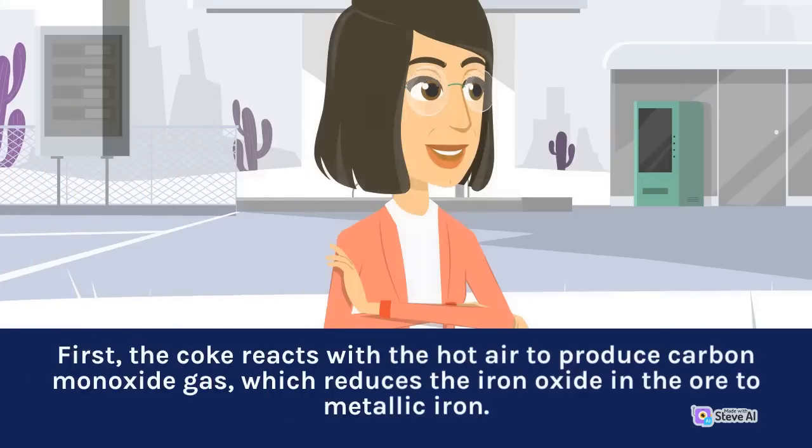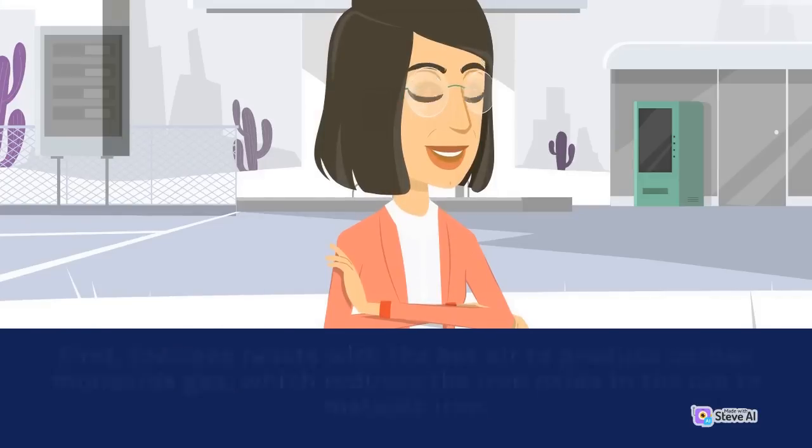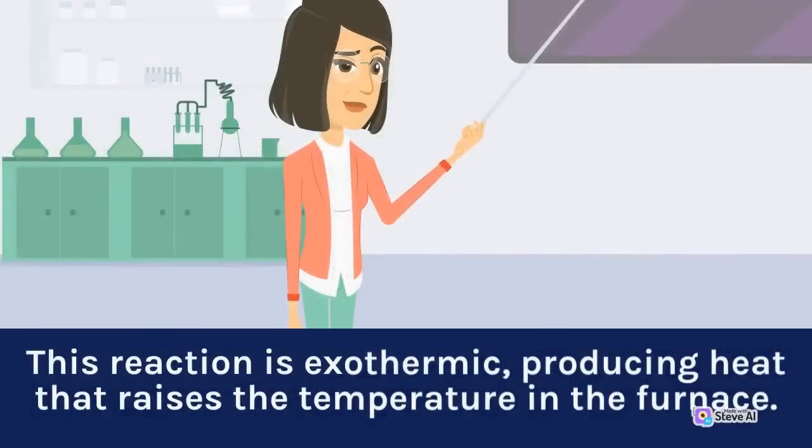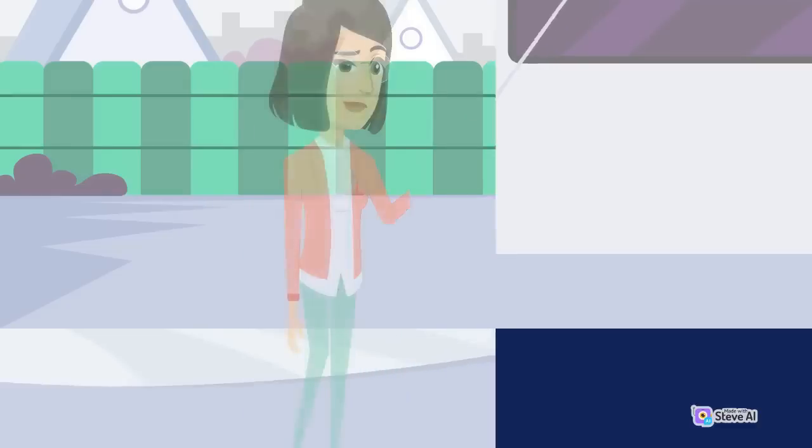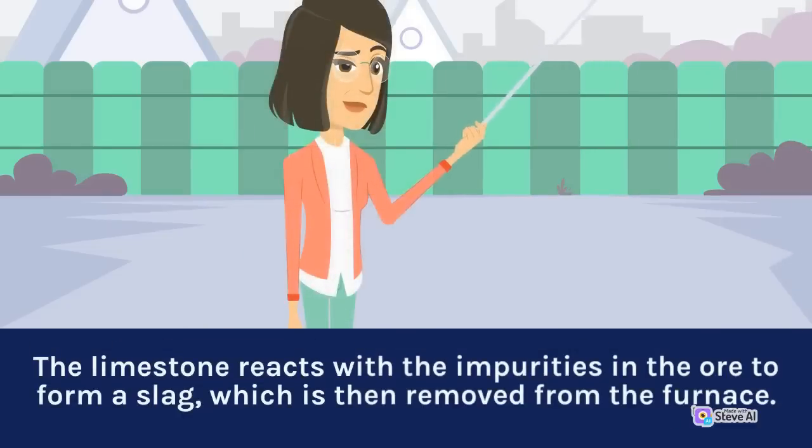First, the coke reacts with the hot air to produce carbon monoxide gas, which reduces the iron oxide in the ore to metallic iron. This reaction is exothermic, producing heat that raises the temperature in the furnace. The limestone reacts with the impurities in the ore to form a slag, which is then removed from the furnace.